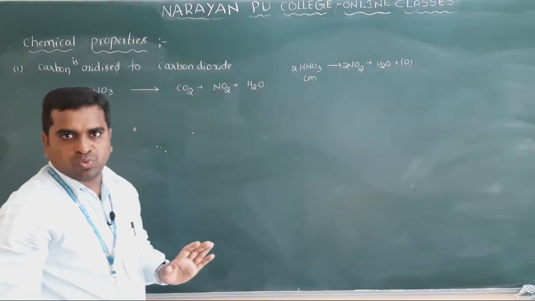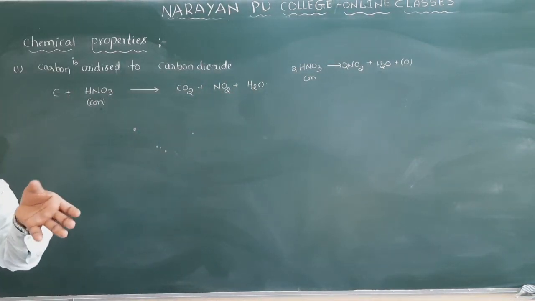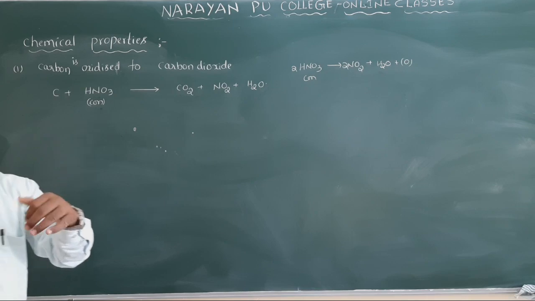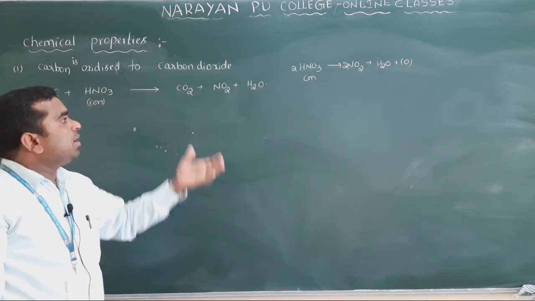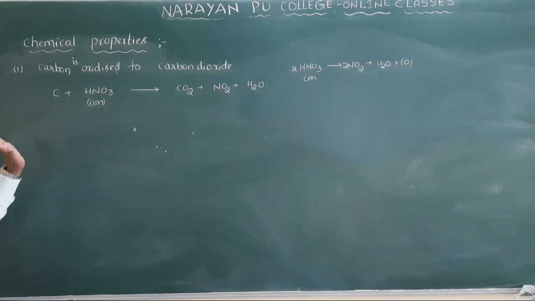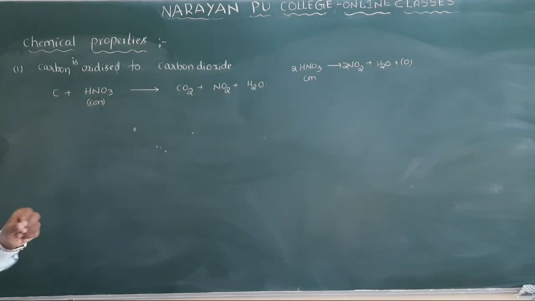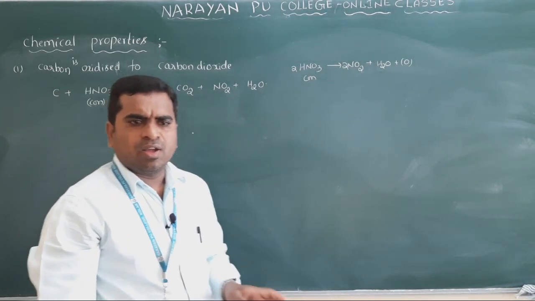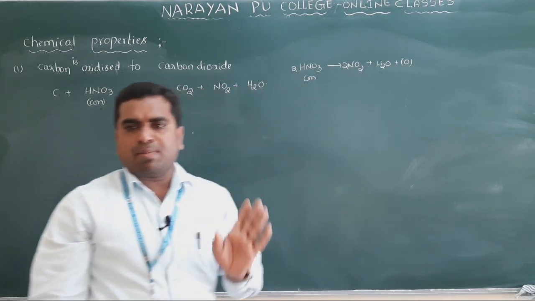CO2 and H2O. Clear? That's why I mentioned here directly oxo acid. H2CO3 is an oxo acid. Clear? But we have written here CO2 and H2O separately, and balance the equation. Clear? Balancing the equation is very easy here. You have to follow the oxidation number method.